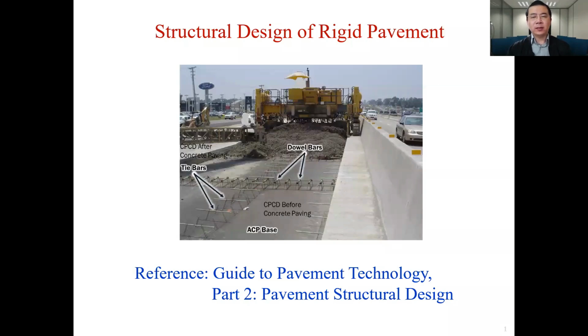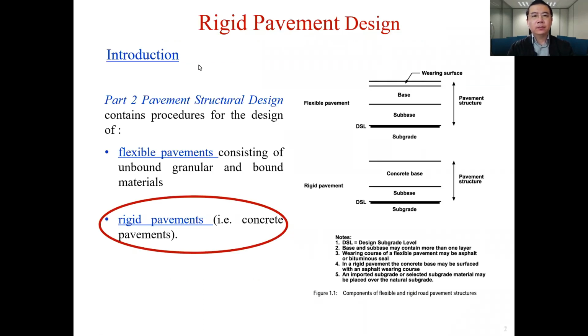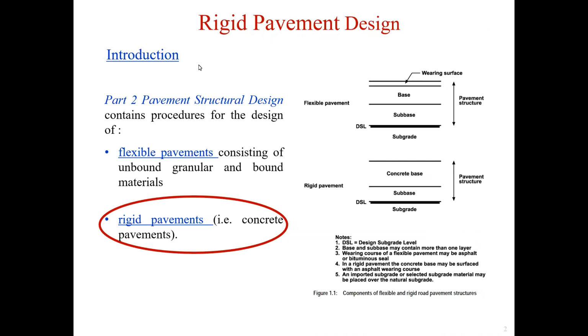Welcome to today's lesson. Today we are going to learn the structural design of rigid pavement. For rigid pavement or concrete pavement, it normally has a concrete base, a subbase, and a subgrade underneath. In the previous two lectures, we have learned the structural design of flexible pavement. Now let's focus on the structural design of rigid pavement or concrete pavement.